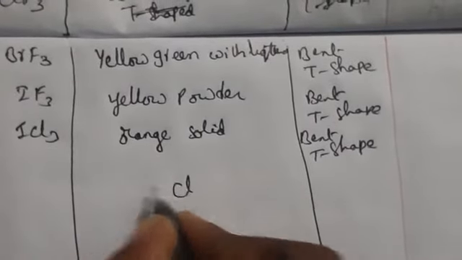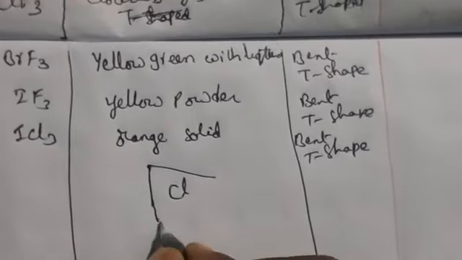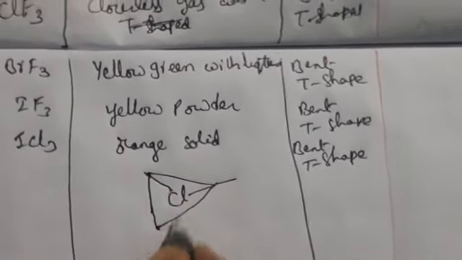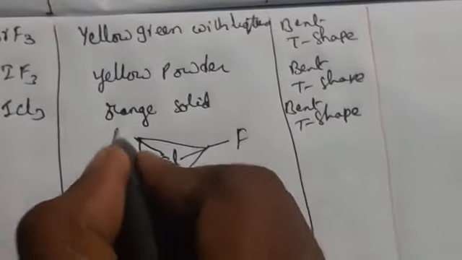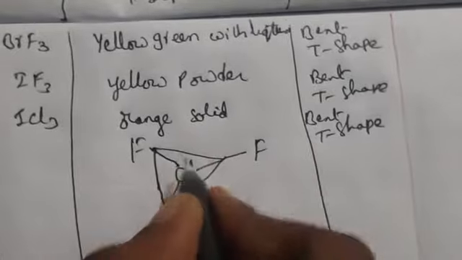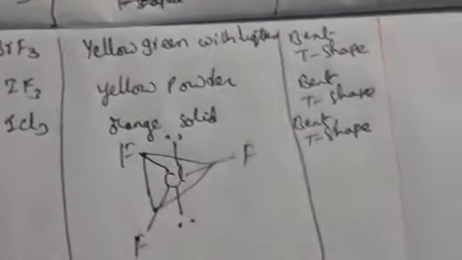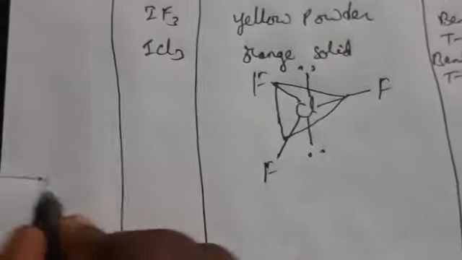So how will the structure be here? For example, if you are taking ClF3, you will have it like this, with F. It is a T shape with 2 lone pairs of electrons. Like this you are going to have the structure. If you take any molecule like this, it is going to exhibit this structure.